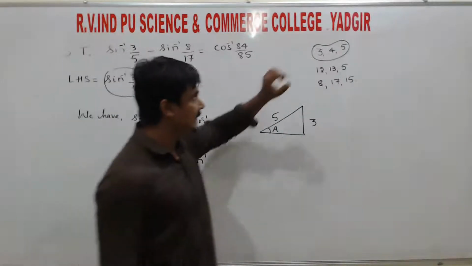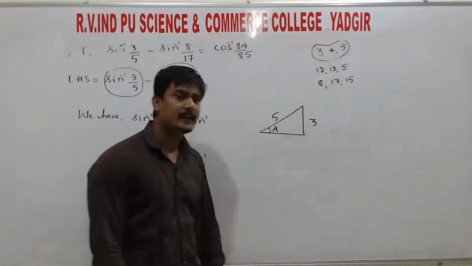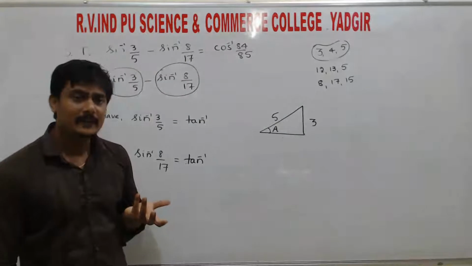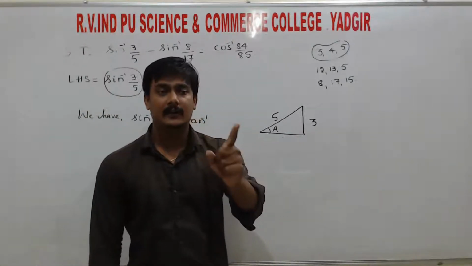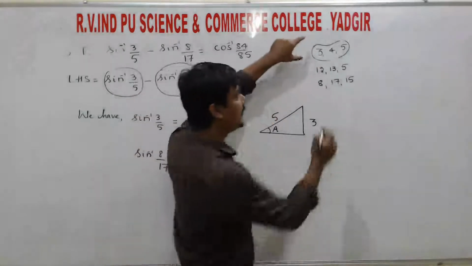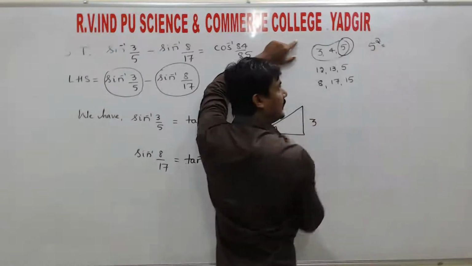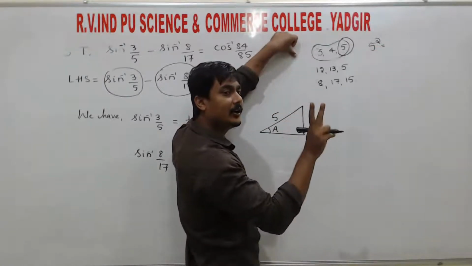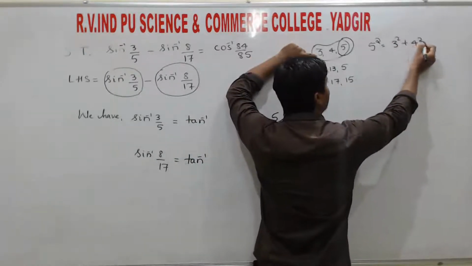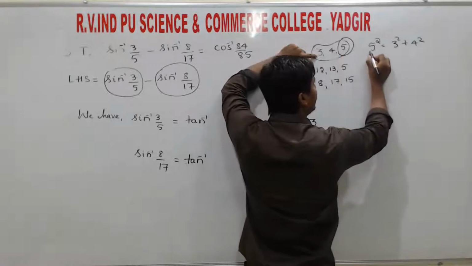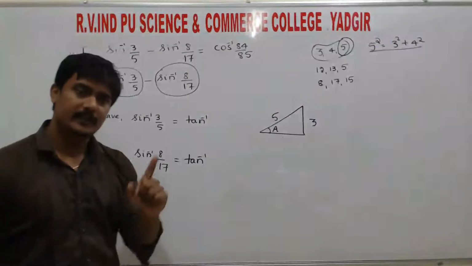So why are these three numbers called Pythagorean triplets? Because these three numbers satisfy Pythagoras theorem. What is Pythagoras theorem? In a right angle triangle, the square on the longest side, that is the square on hypotenuse, is equal to the sum of squares on the other two sides. So 3 square plus 4 square. Since these three numbers satisfy our Pythagoras theorem, they are called Pythagorean triplets.